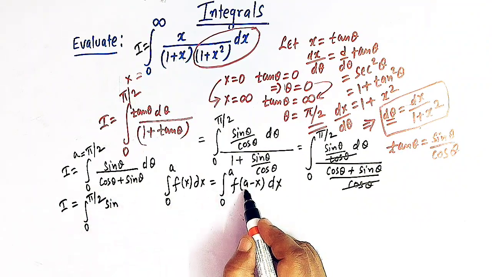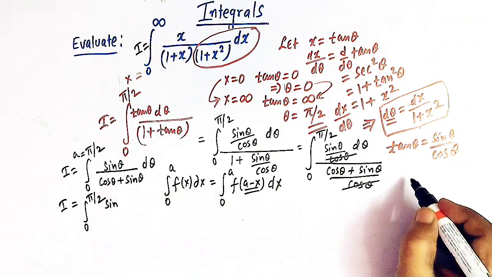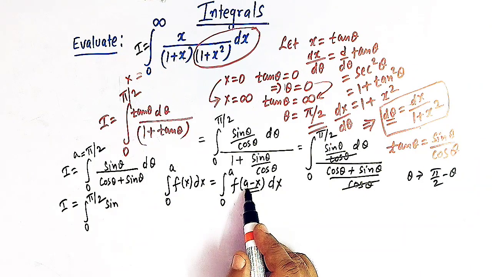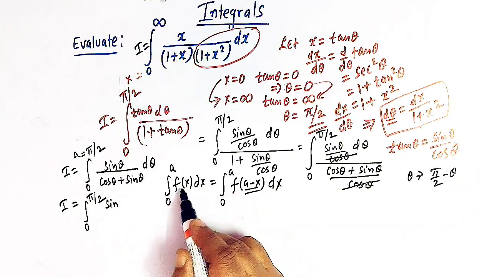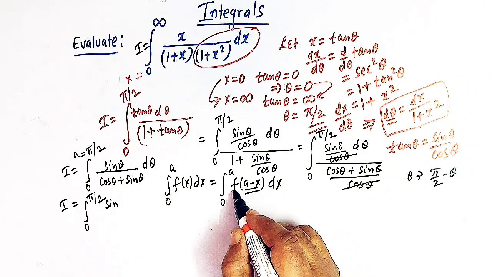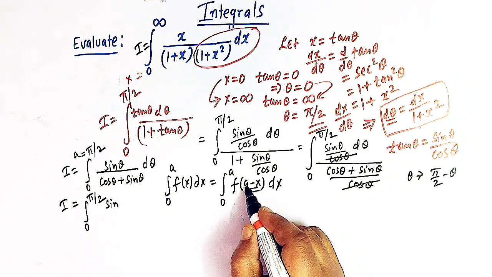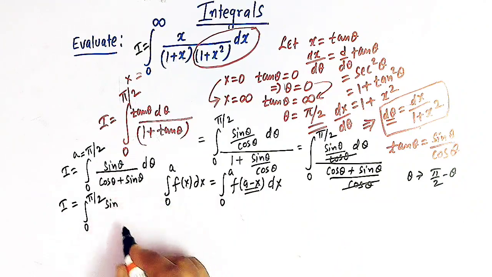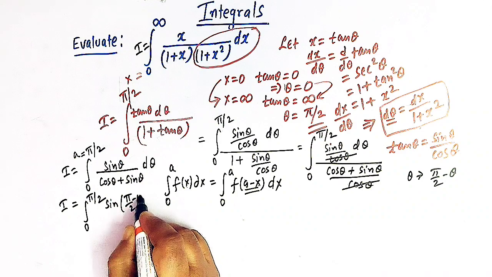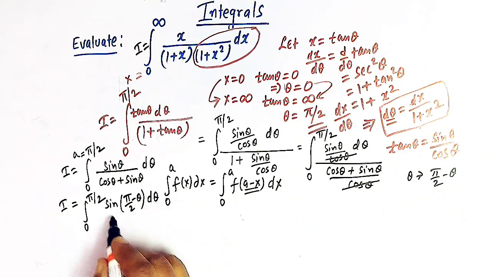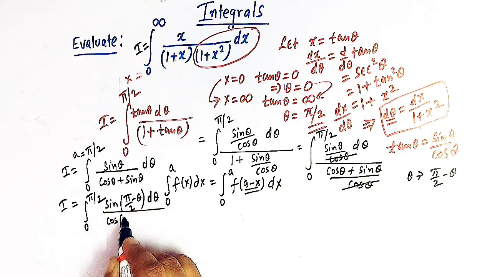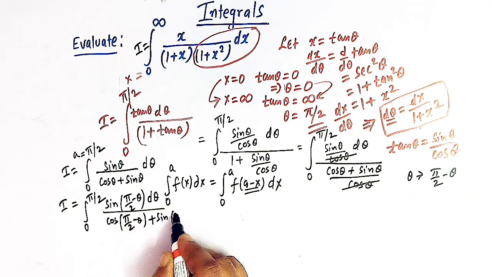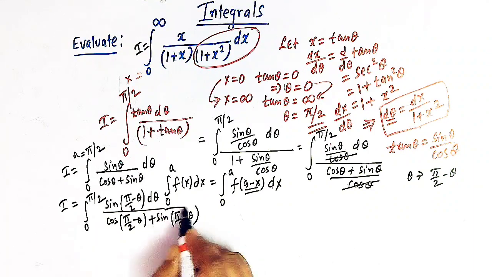Now theta may be replaced by pi by 2 minus theta, due to this property, because here we have f of x and here we have f of a minus x. So a is pi by 2 and x is theta. So here the variable is theta. So we have pi by 2 minus theta. Here we have d theta divided by cos pi by 2 minus theta. Then we have sine pi by 2 minus theta, right?